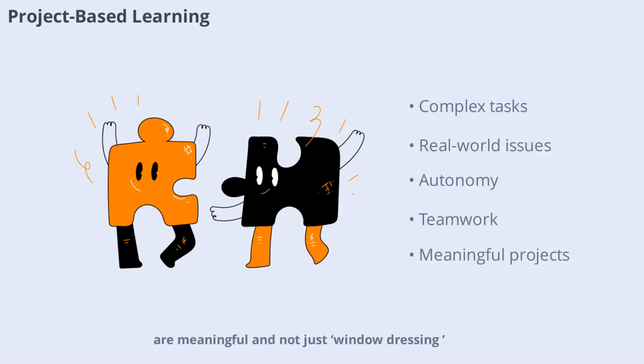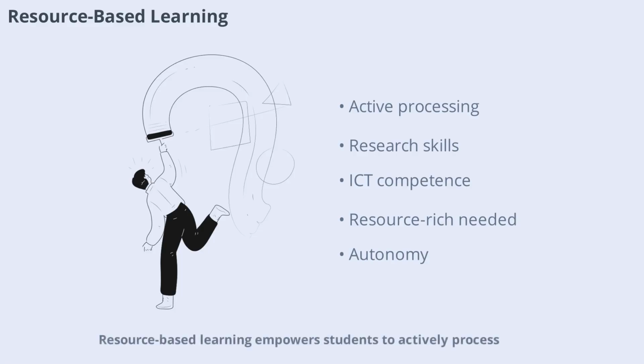Resource-based learning empowers students to actively process information using a variety of authentic resources. They learn to use libraries, electronic searches, interviews, and other tools to gather and analyze information. This approach fosters autonomy, research skills, and ICT competence. However, it requires a resource-rich environment, and students must have adequate literacy and study skills to benefit fully.